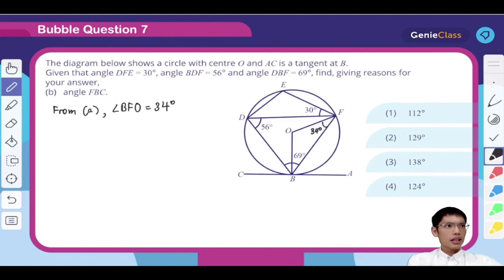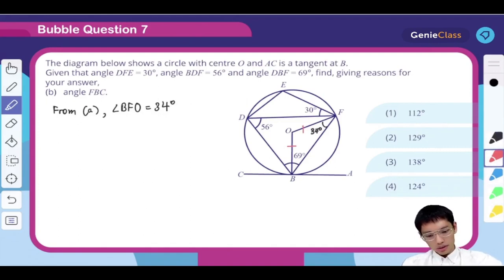Alright, time's up. Okay. So what can we do over here? Now, we know in this case it's 34, and since this is isosceles, what other angle can we take note of? Because I'm looking for FBC.